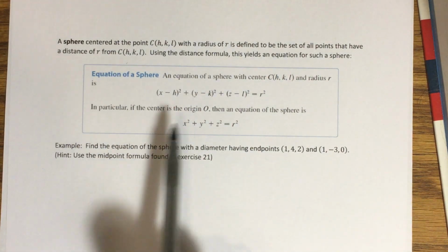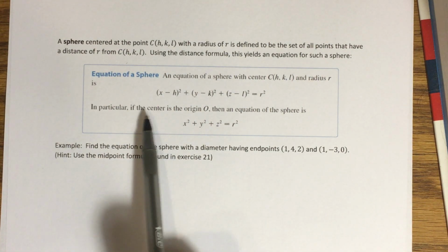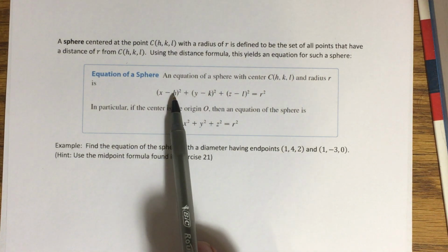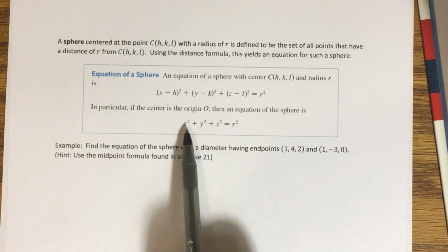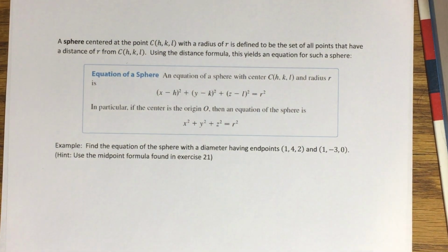Okay, the special case where the sphere is centered at the origin is worth noting. In that case, the center is (0, 0, 0), which reduces that to a much simpler looking equation: x squared plus y squared plus z squared equals r squared.